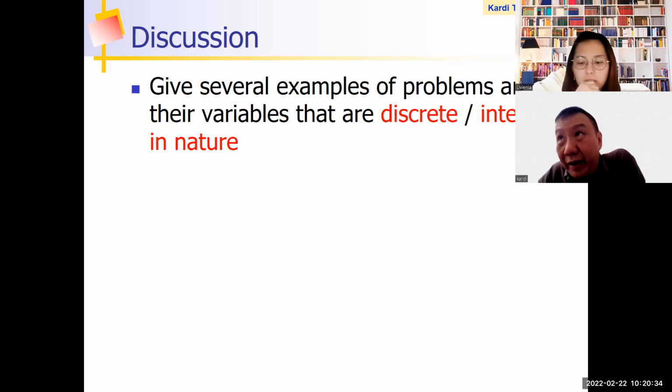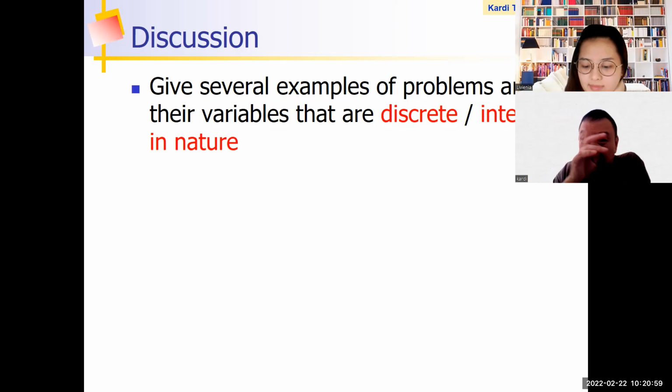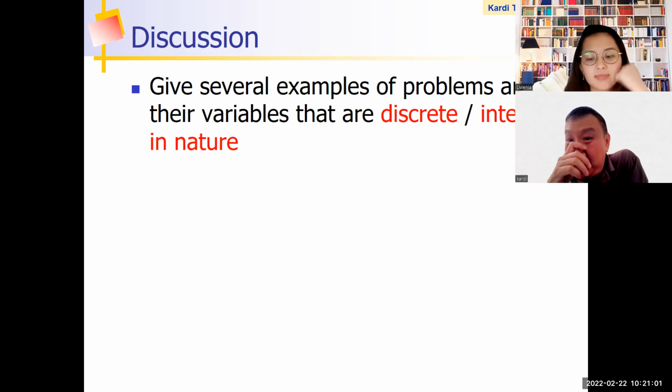For example, you want to find the number of people, the number of workers. So of course you cannot have half a worker. For example, you want to find the number of cars. So you cannot get half a car. So they are discrete in nature. If it is time, then you can put it into continuous. But there are certain things that are actually discrete in nature.